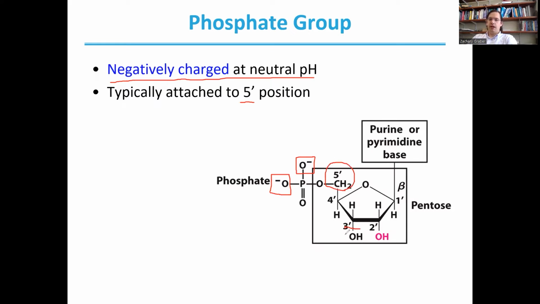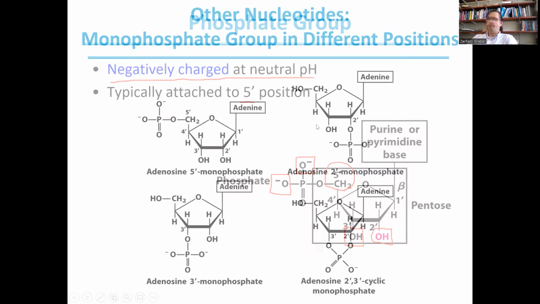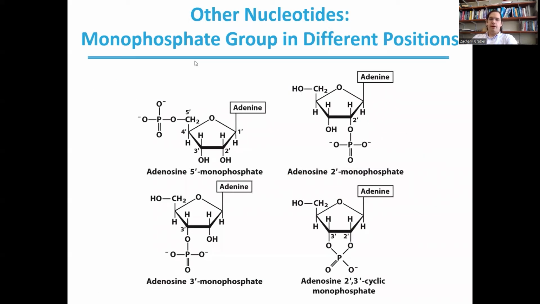It could technically be attached to any of our hydroxy groups. Right? All we need is that alcohol to react with our phosphate and form that phosphate ester. But the 5' position is the normal position for that phosphate to be attached. We will see cases where it's attached in other locations, but those will be more special cases. Here you can see some of those different varieties for where we could attach the phosphate. So again, we can indicate where we attach it just with a number and our little apostrophe to indicate the carbon position of our sugar ring.